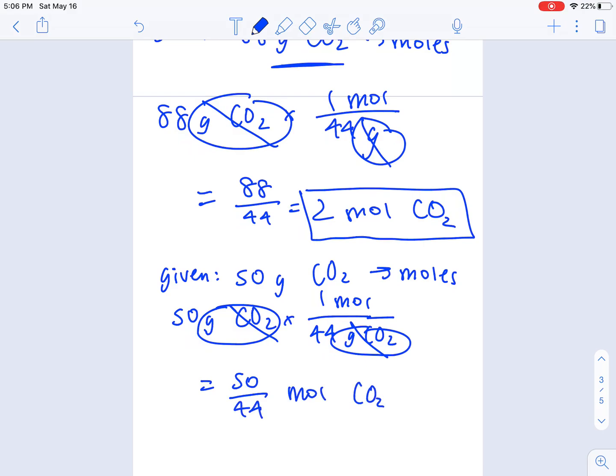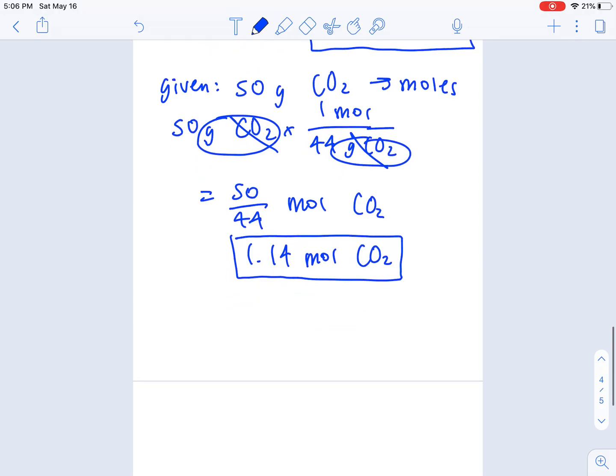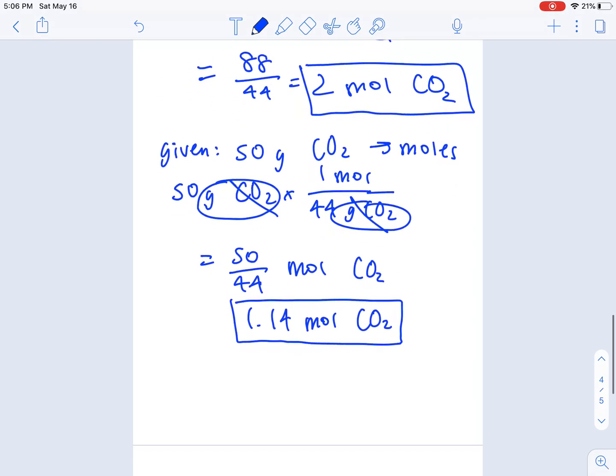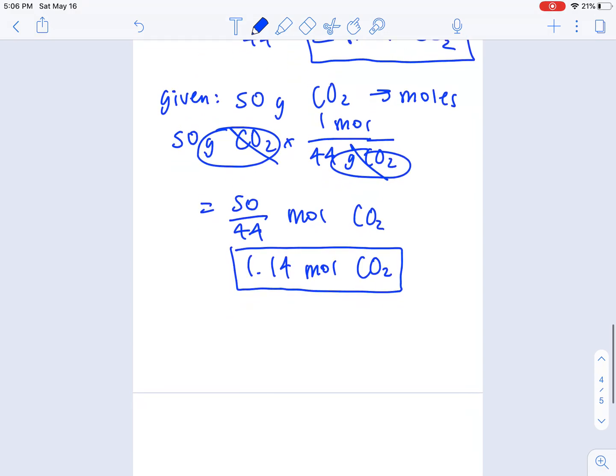So everyone pull out their calculator, and you do 50 divided by 44. This is 1.136 or 1.14 moles CO2. Now this is what you will likely see on a test, because most likely your teacher won't be giving you these easy peasy numbers that have an easy ratio, but just for the sake of learning the basics, this is important. So now we have a better example.